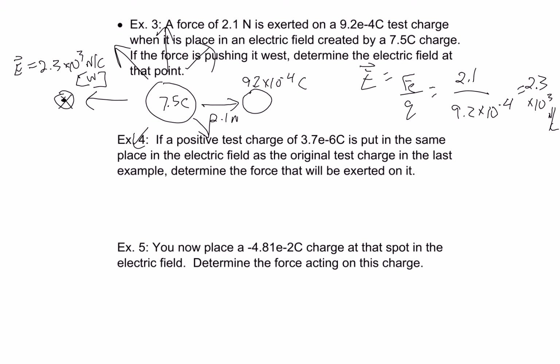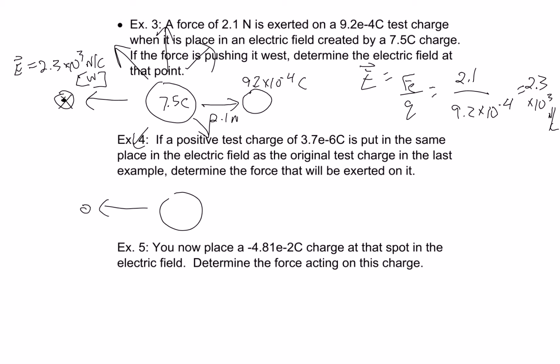So example 4, we have the exact same sort of thing, except it says we have a smaller test charge. So instead of it being 9.2 to the negative 4, we now have a charge that's 3.7 to the negative 6. Okay, so it's saying basically the exact same thing. We have our test charge over here now, but it's a smaller test charge. So the question then is, what's the force acting on it?